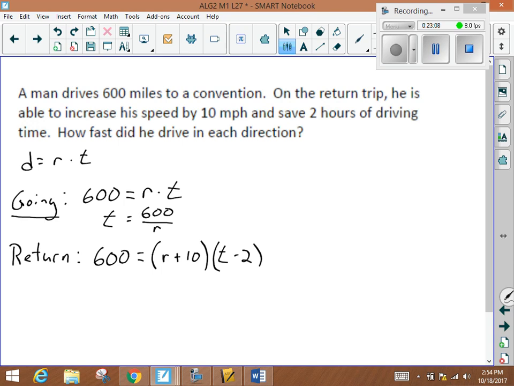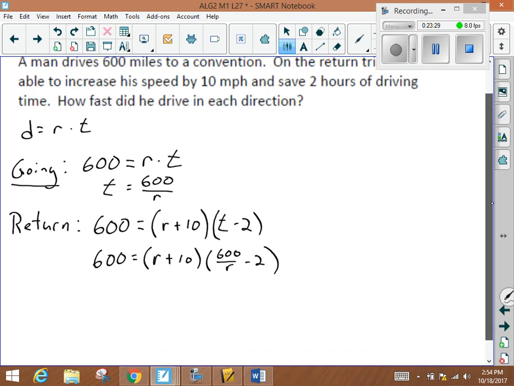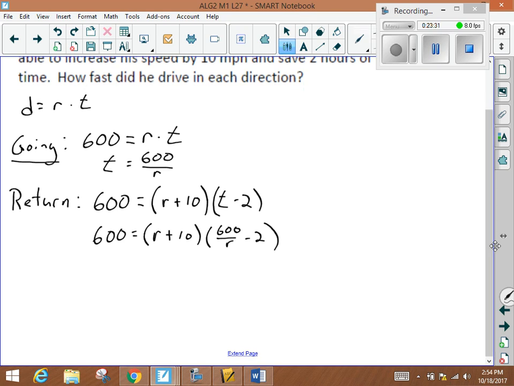All right, so now I can substitute that 600 over r instead of t in this equation. So I wind up with r plus 10 times, and now instead of t, I'll substitute 600 over r, minus 2. We can solve this thing for r and then substitute r back into one of our equations to solve for t. So our first task is to solve this for r.